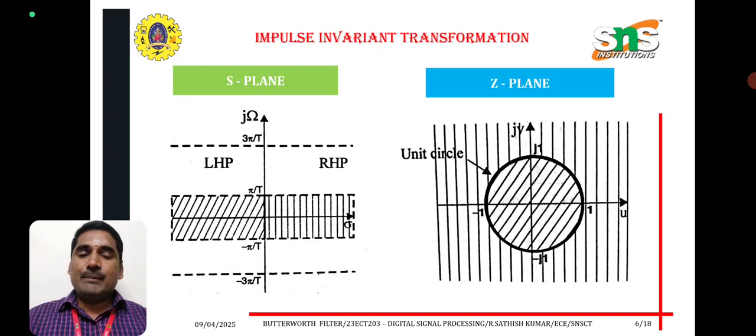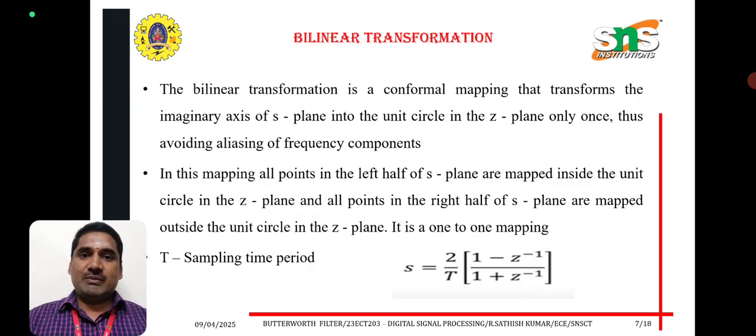Next one, the impulse invariant transformation with respect to j ohm and sigma. The left half of the S plane is mapped into the unit circle in the Z plane. The right half of the S plane is mapped outside the unit circle in the Z plane in impulse invariant transformation.